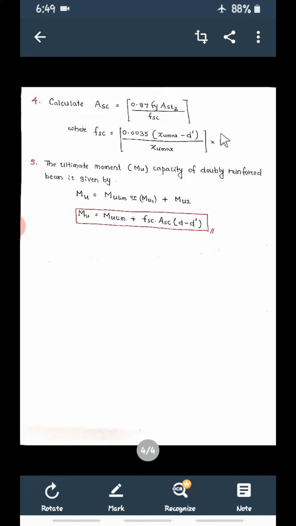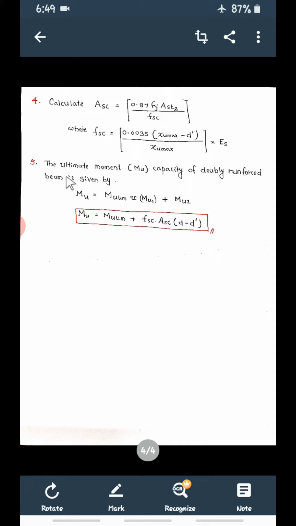This is already known: 2 into 10 raised to 5 Newton per mm square. So xu max we are going to calculate, and d dash will be given. So we can calculate Fsc. So Fsc is substituted here. Ast2 is already calculated in the earlier step. So we will get this Asc.